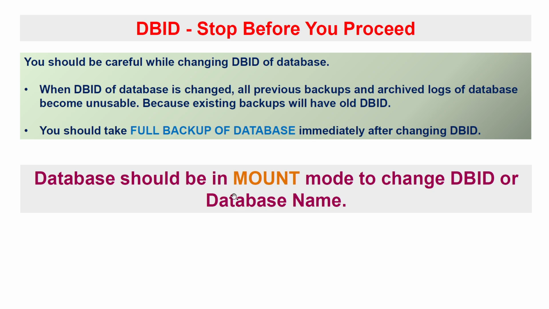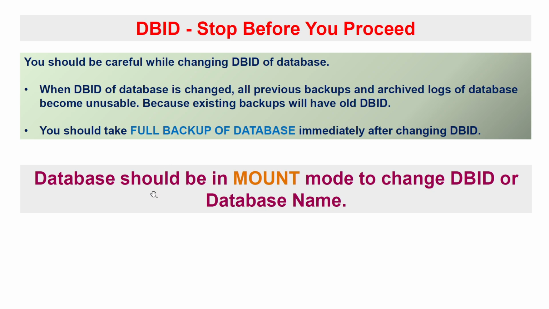Now, before you proceed of changing the DBID, you should be careful. When DBID of database is changed, all previous backups and archive redo logs of the database become unusable because existing backups will have old DBID, which means that as soon as you change the DBID, you should take the full backup of the database after changing DBID. Remember that changing DBID will make your existing backups unusable. So make sure to take the full backup of database immediately after changing the DBID.